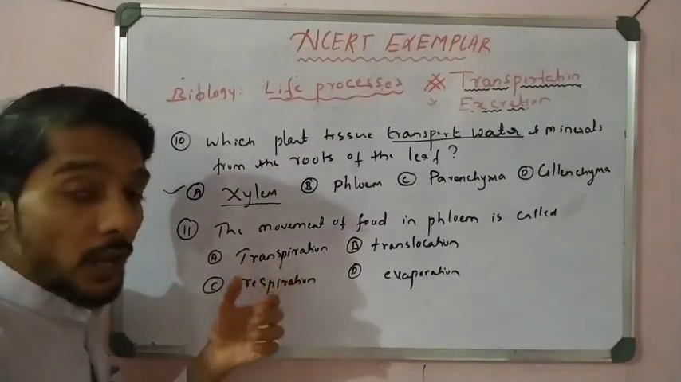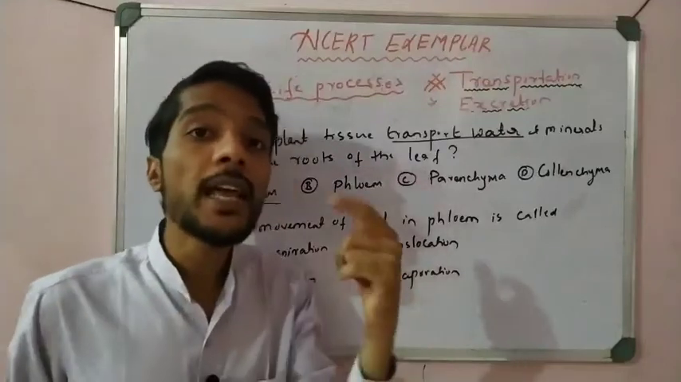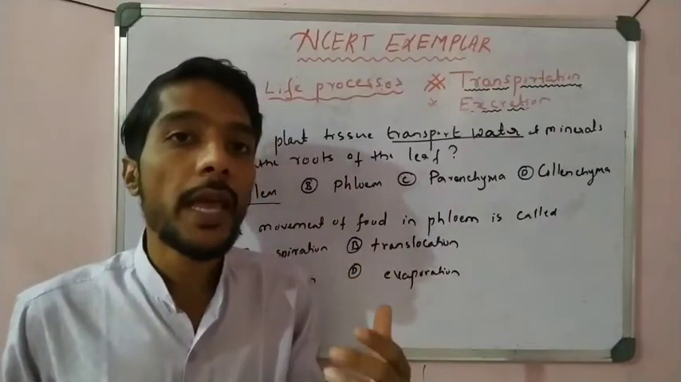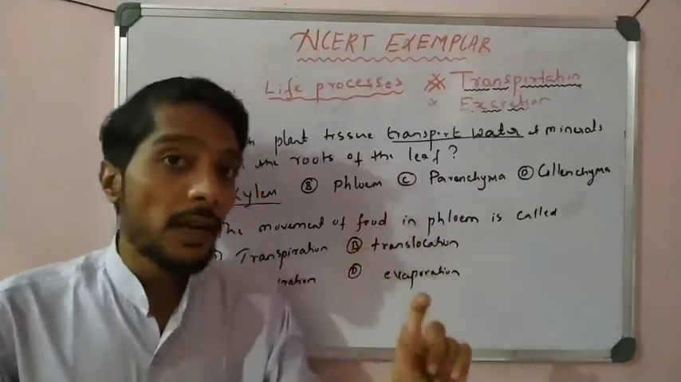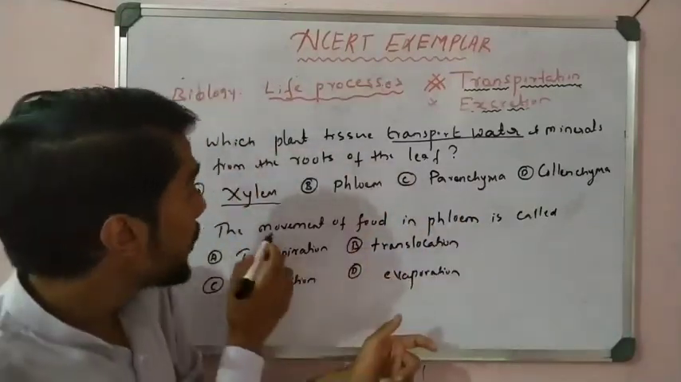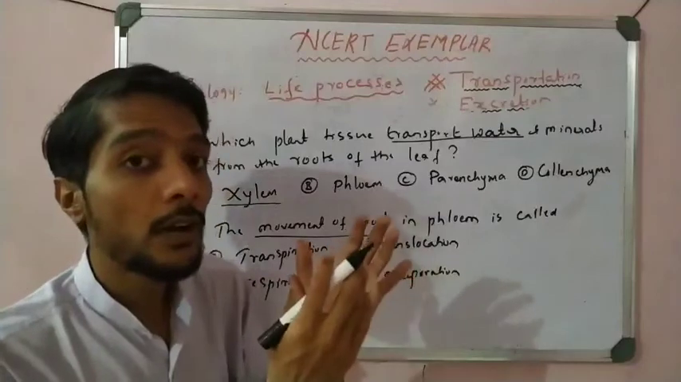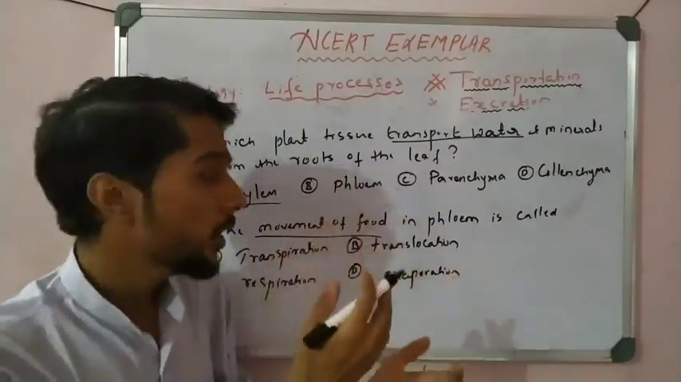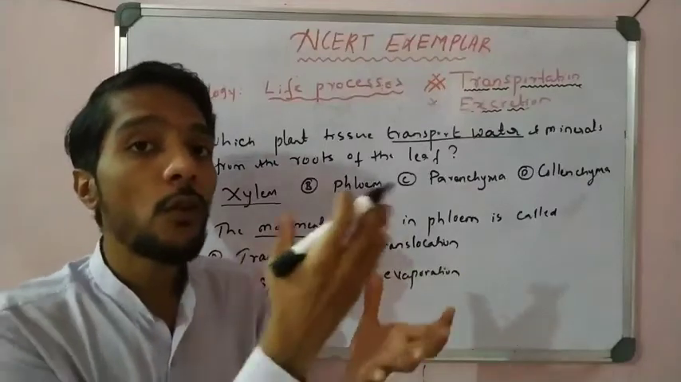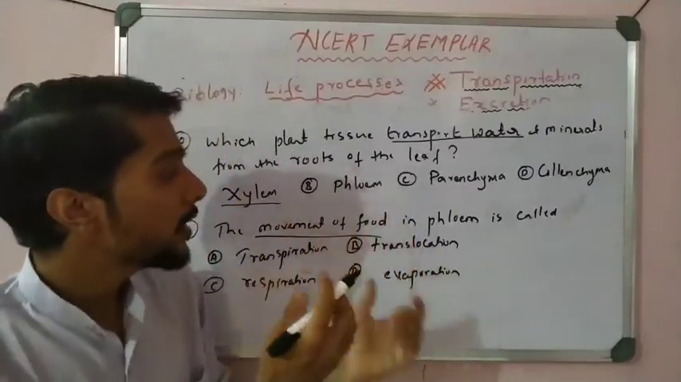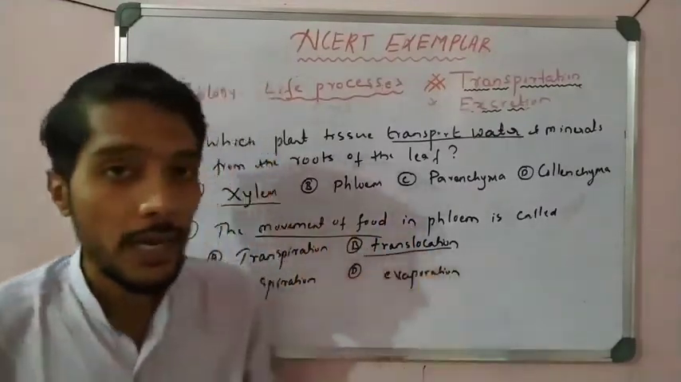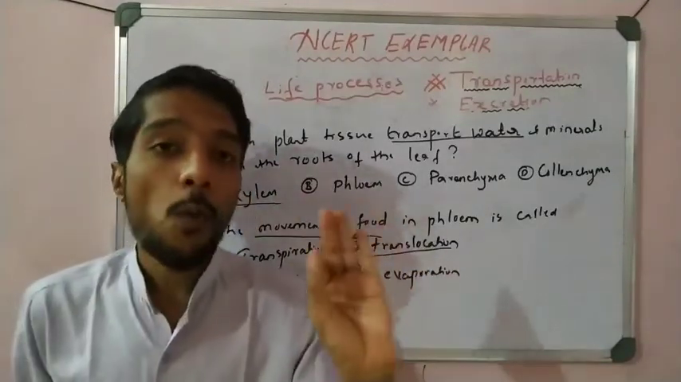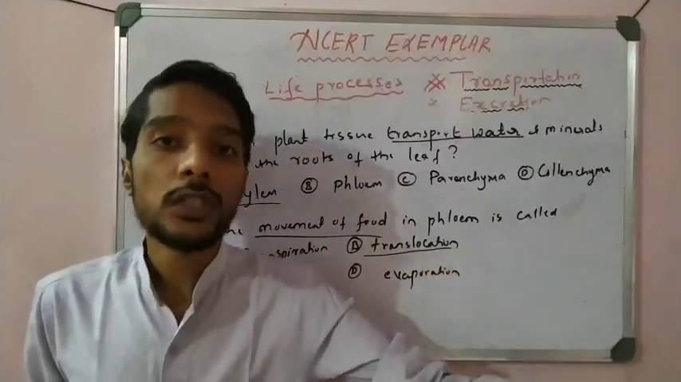And transpiration is a loss of water from the aerial parts of the body. The loss of excess amount of water from the aerial parts of the body is called transpiration. But here they ask about the movement of food, not a loss of water. They are asking about the transportation of food. Movement of the products of photosynthesis, that is food, is nothing but translocation.